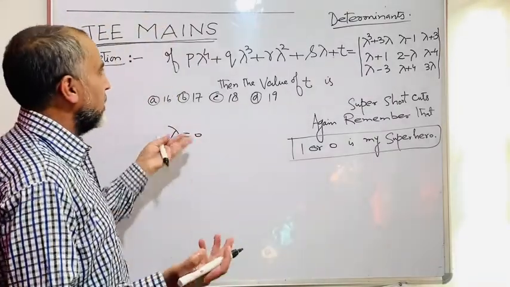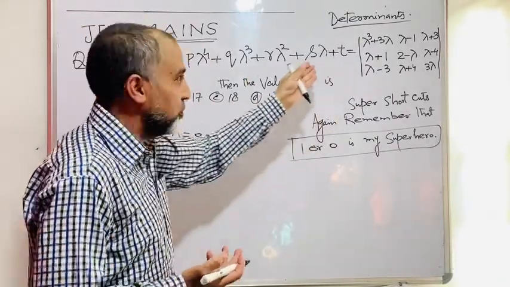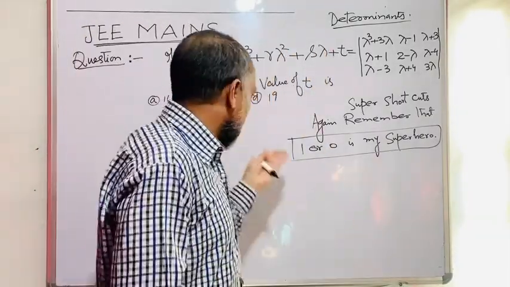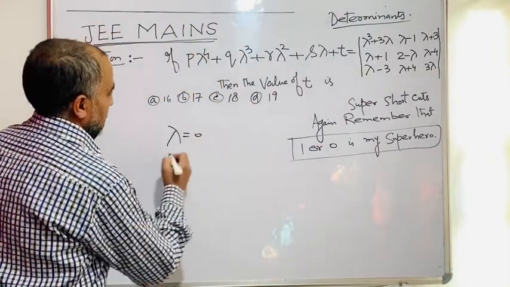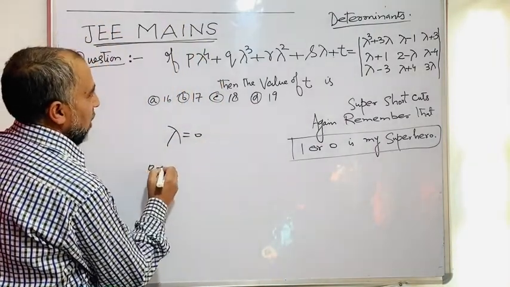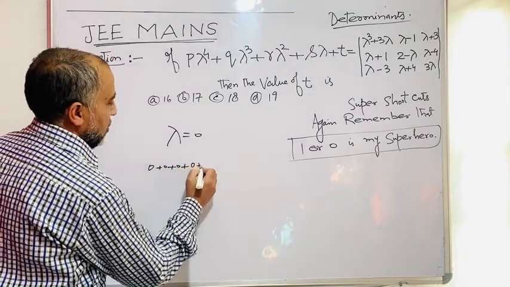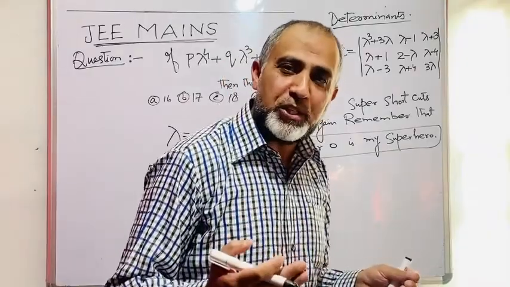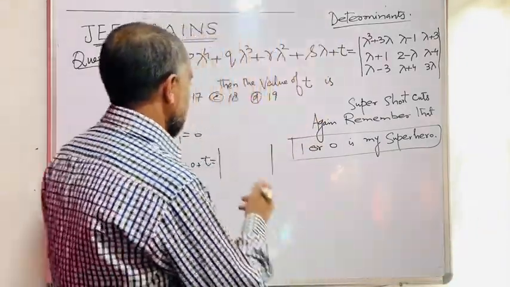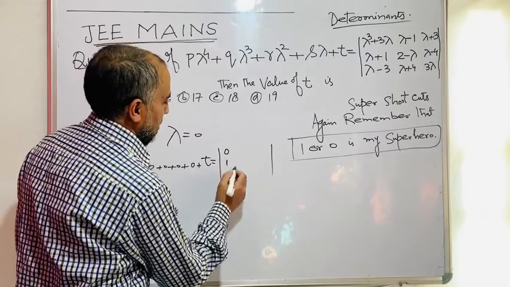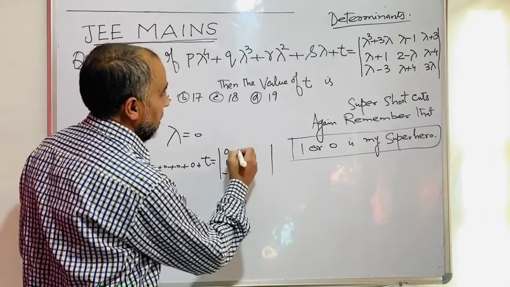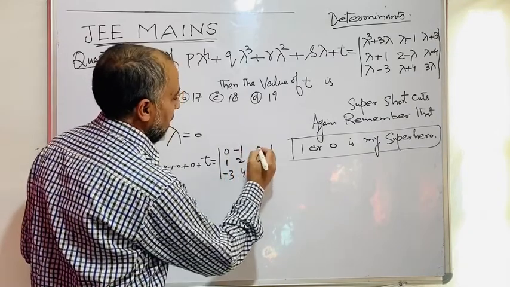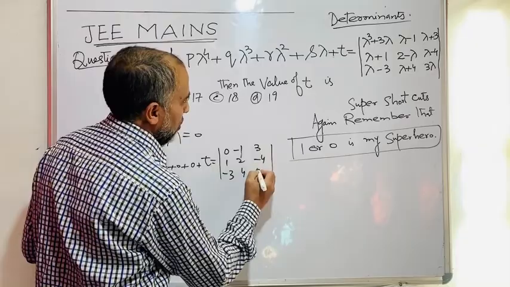When you put lambda zero on the left hand side, you will get 0, 0, 0 and 0 plus T. We'll get T. We require the value of T. We'll get 0 plus 0 plus 0 plus 0 plus T is equal to, on the right hand side, we have to substitute lambda is equal to 0 everywhere. Now look, we'll get 0, 1, minus 3. Second, minus 1, 2, 4. Then finally, 3, minus 4 and 0.